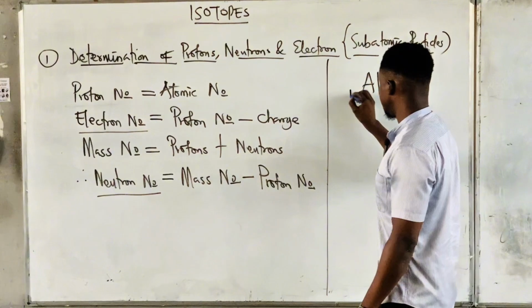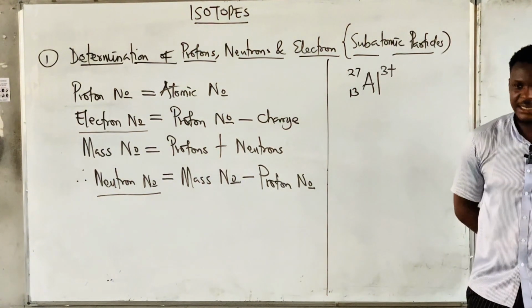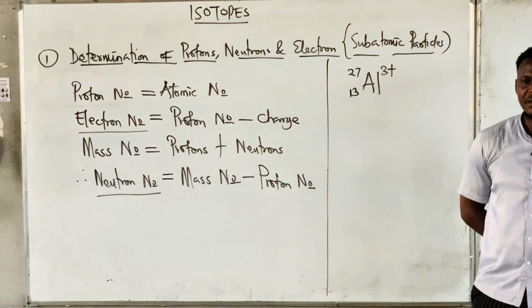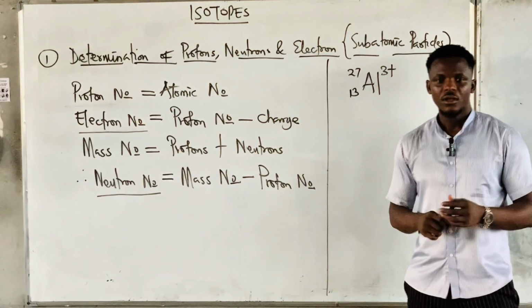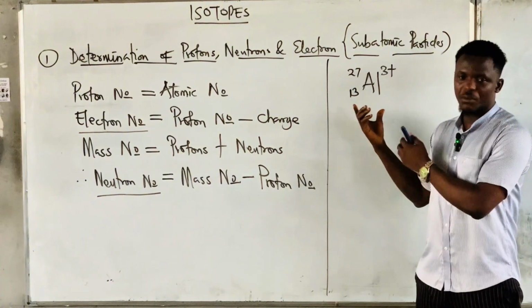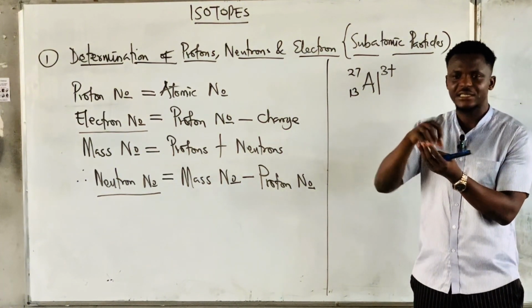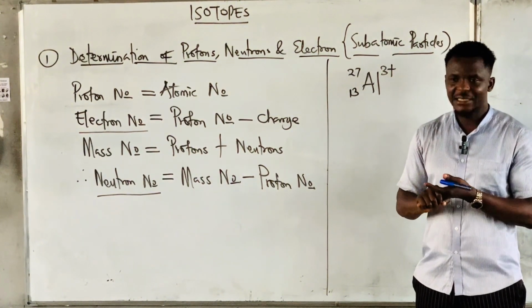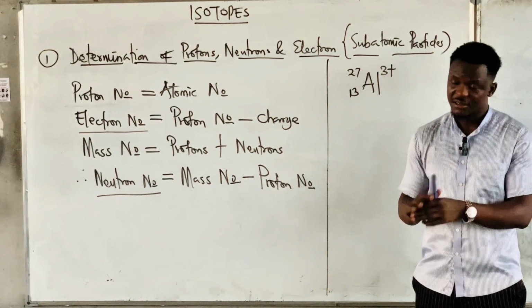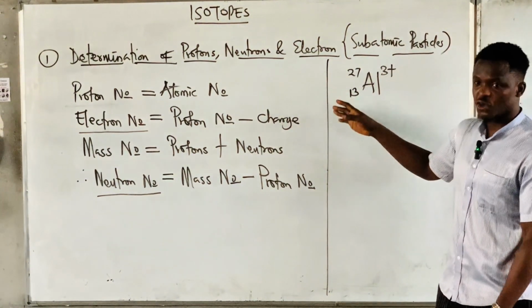So let's assume this is 13 and this is 27. They will always give it to you now. They said determine the subatomic particles in this ion. If you're asked to determine the subatomic particles, that means the particles that are contained in an atom: electrons, neutrons, and protons. That is if they are not spelling it out directly. So first thing you're going to do is that, okay, they are asking me to find electron, proton, and neutron.